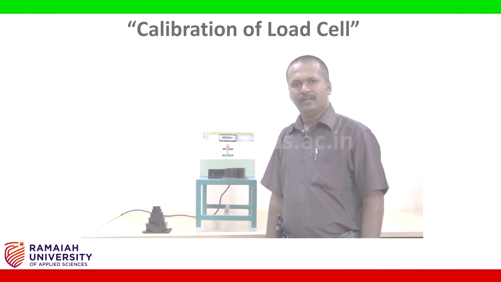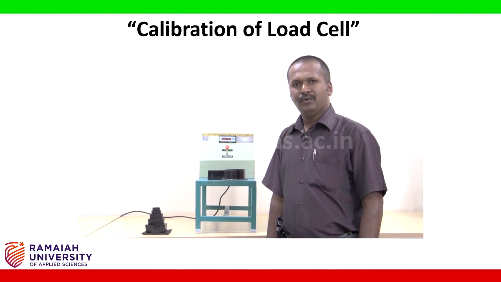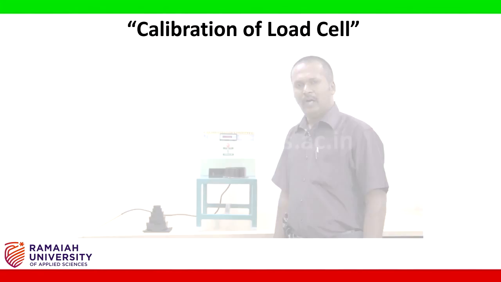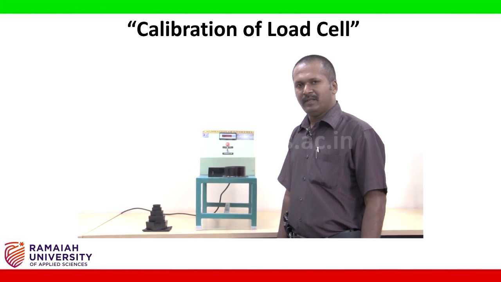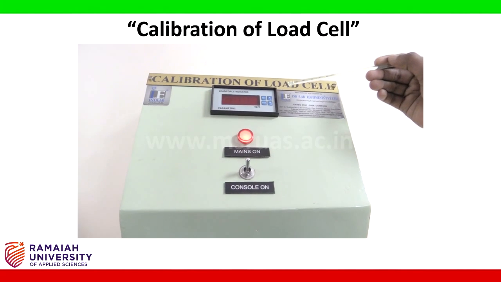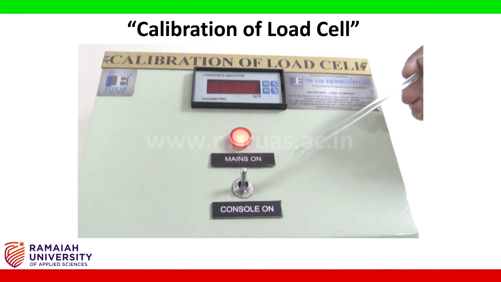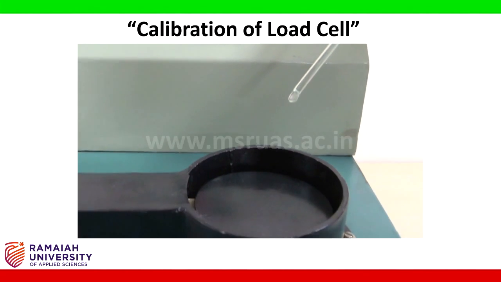Hi students, the title of the experiment is Calibration of Load Cell. The aim of the experiment is to calibrate the load cells by using standard weights. The equipment required for conducting the experiment is the load cell equipment. The calibration of a load cell setup consists of a load indicator, mains on, console on, and strain gauge technology.